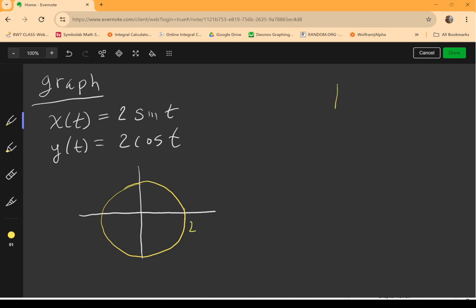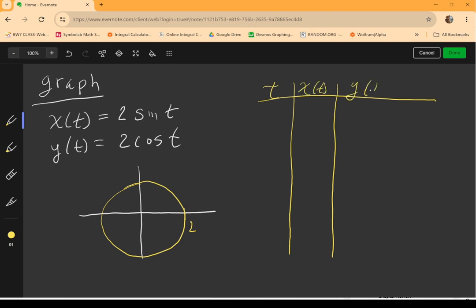Now, I'm going to plot points to identify the orientation. I'll set up a chart here: t, x of t, y of t. Here I'm going to check my quadrantal values. So when t is 0, when t is pi over 2, and t is pi. This should give me enough information.